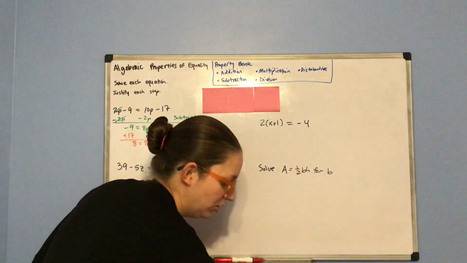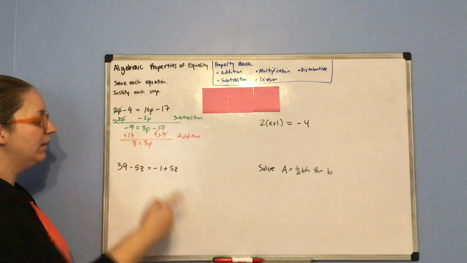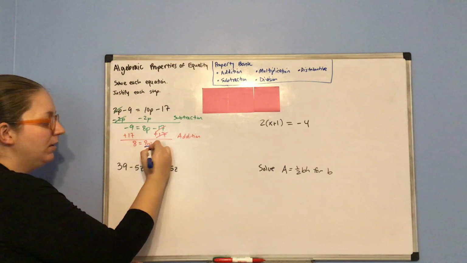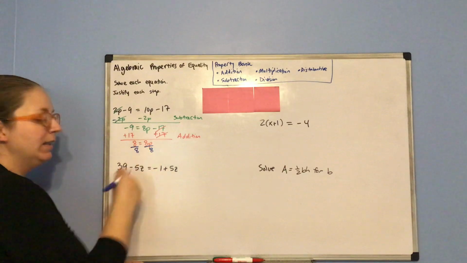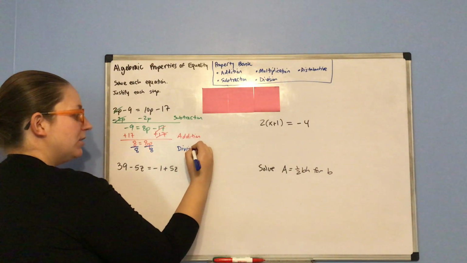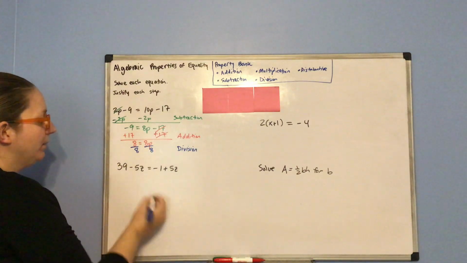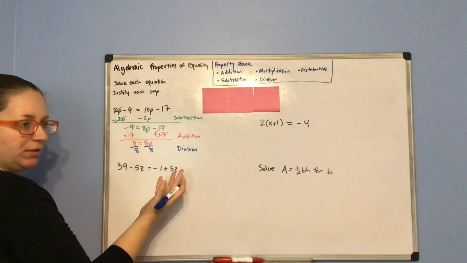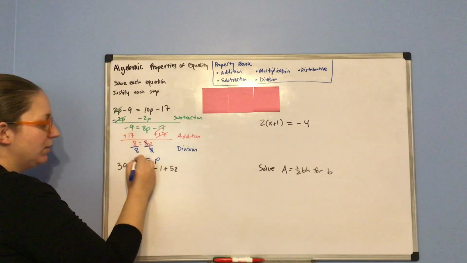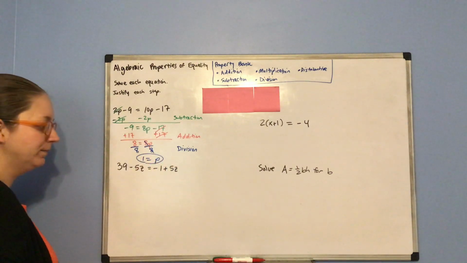We are nearly finished. The last step I need to take to get p completely by itself is I need to divide by the number in front of p, which is 8. Since I'm dividing both sides of the equation by the same number, that means I just use my division property of equality. Now I'm done, I just need to actually write my answer. 8 divided by 8 is 1 equals p. So 1 equals p or p equals 1.